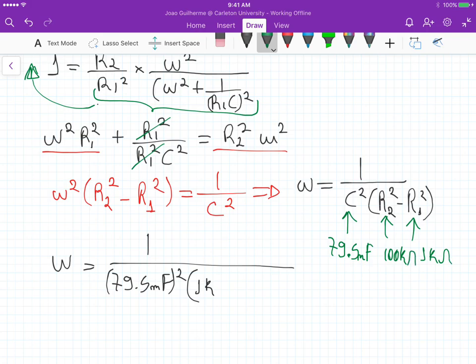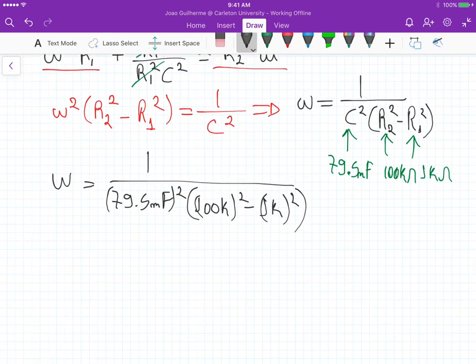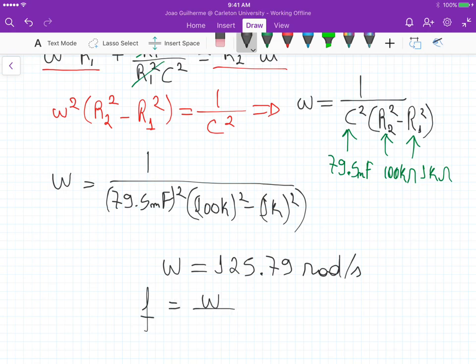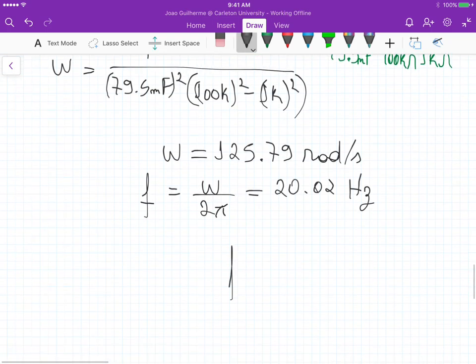So this is 1k ohm, and here we have 100k squared minus 1k squared, and this gives us a frequency ω naught that is roughly 125.79 radians per second, which means that the frequency, which is equal to ω divided by 2π, equals 20.02 hertz, which is a frequency of roughly 20 hertz.